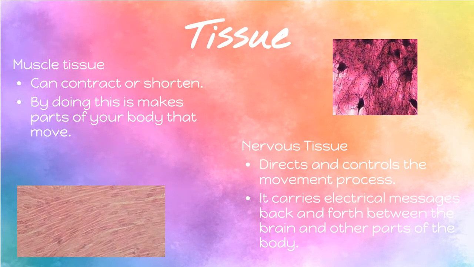Muscle tissue. It can contract or shorten. By doing this, it makes parts of your body move. Nervous tissue directs and controls the movement process. It carries electrical messages back and forth between the brain and other parts of the body.